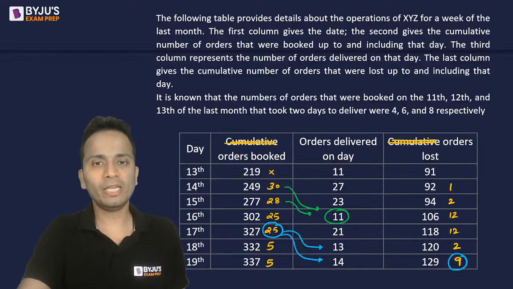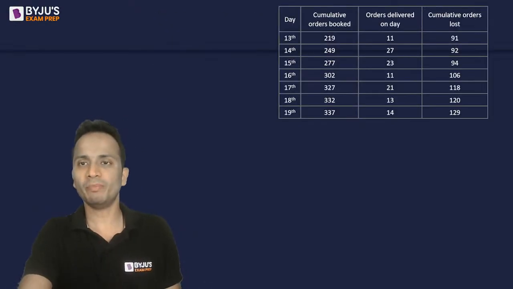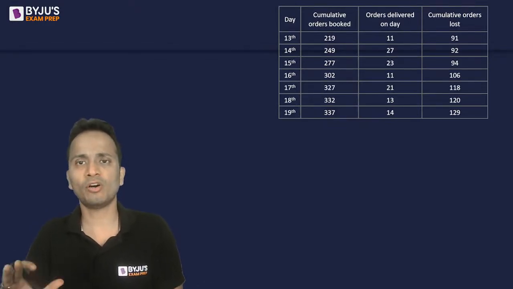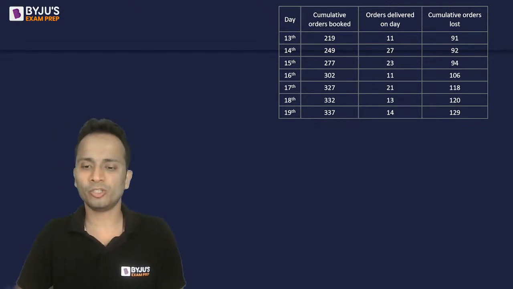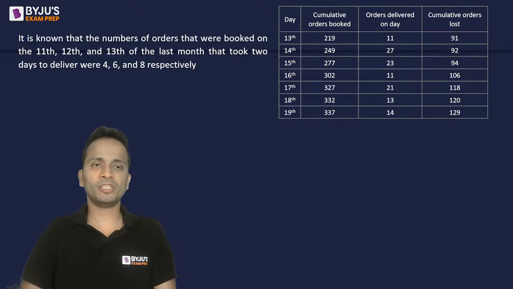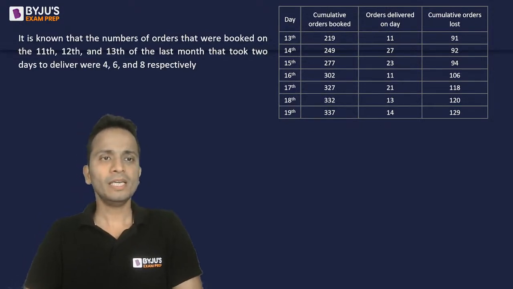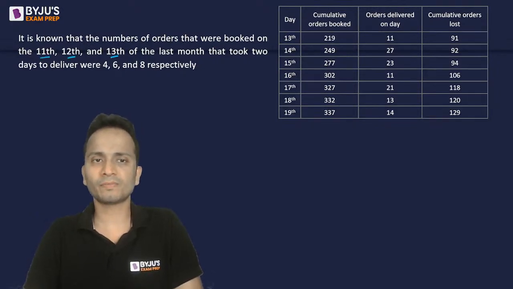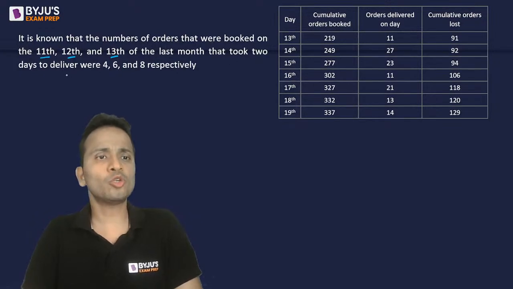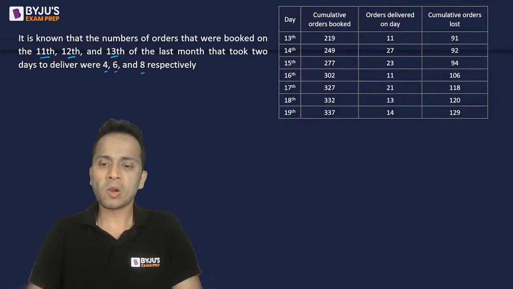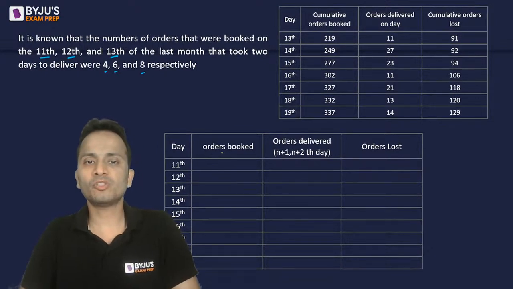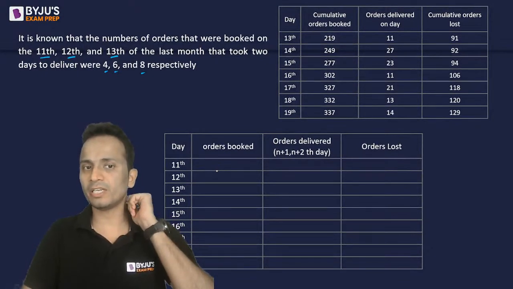Okay, so now let's move on and try to make a new table. This is the table that is already given to us, which has cumulative numbers of orders booked and orders lost. This is another piece of information that is given to us. It is known that the number of orders that were booked on 11th, 12th, and 13th of the last month that took 2 days to deliver were 4, 6, and 8. Okay, so first of all, I'll make a new table. I will change these numbers. Instead of cumulative numbers, I'll write the respective numbers.